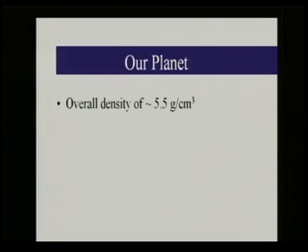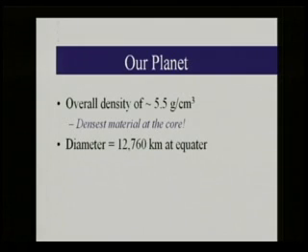Our planet has an overall density of about 5.5 grams per cubic centimeter, but we know that the densest material is at the core. It's not homogeneous throughout. Instead, we have a heterogeneous planet that is divided into different layers. In the introductory lecture, we talked about the division based on chemical composition as well as a physical division based on wave behavior. We also know that the diameter of our planet is about 12,760 kilometers at the equator.